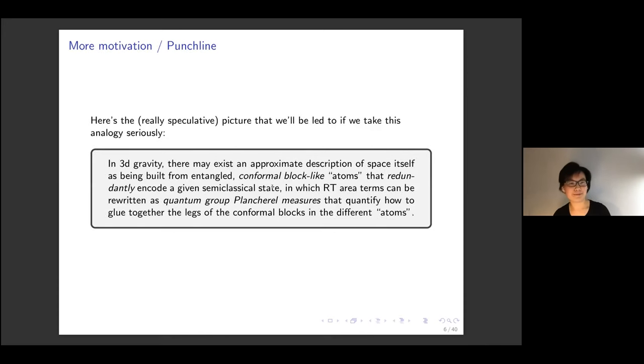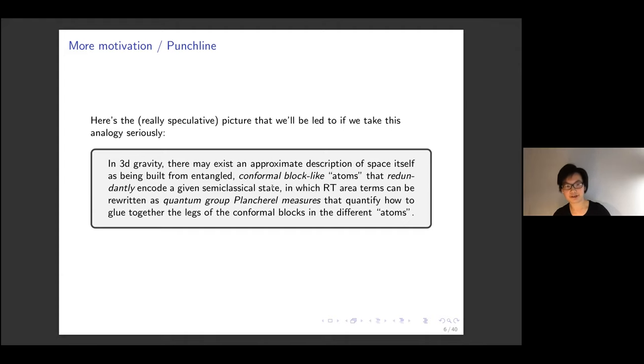Okay. Before I get into the example, just to whet your appetite, here's the really speculative picture that I think we end up being led to if we take these analogies very seriously. In three-dimensional gravity, and also with a related picture, we would further reduce to two dimensions. I'll land on a conjecture that there may exist an approximate description of space itself as being built from entangled conformal block-like atoms that redundantly encode semi-classical states, in which the RT area terms can be rewritten as Plancherel measures for a quantum group that will tell us how to glue together the legs of these conformal blocks in the different atoms.